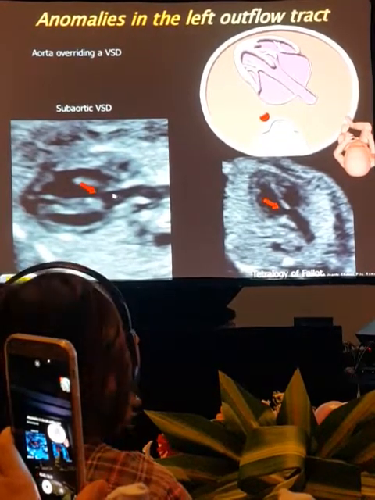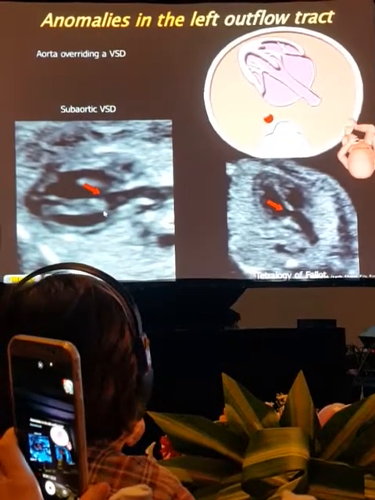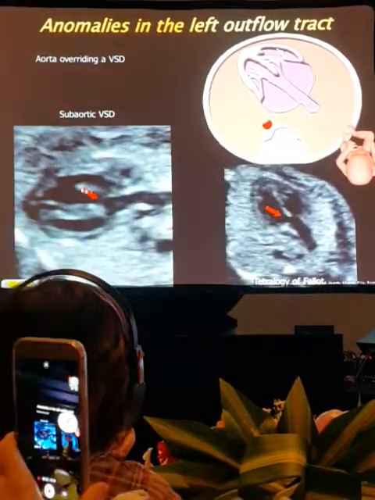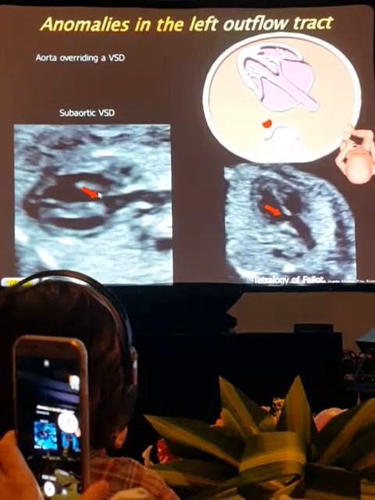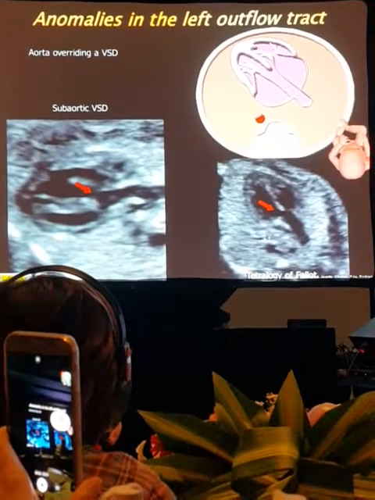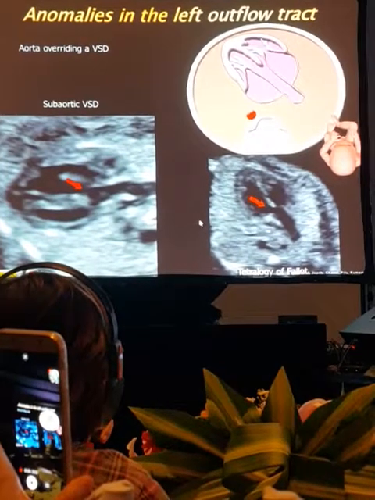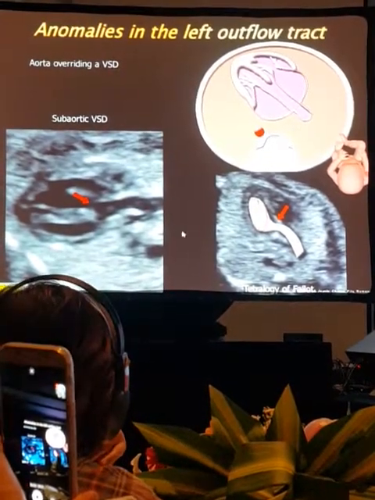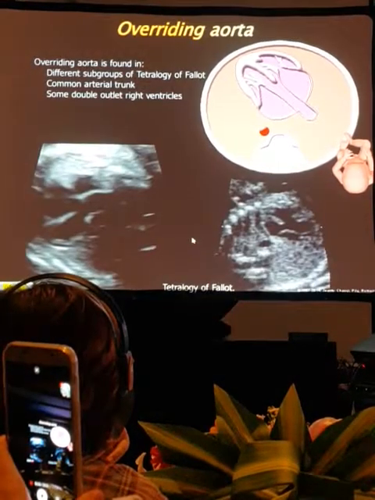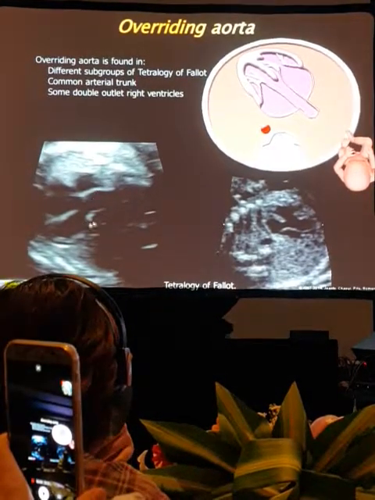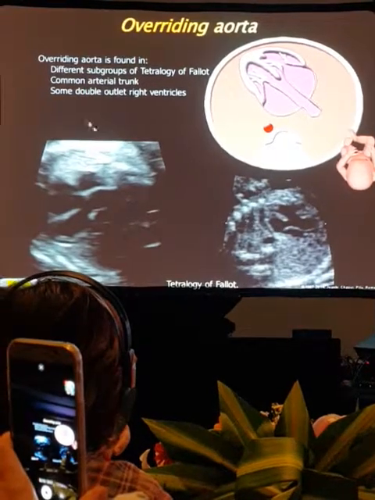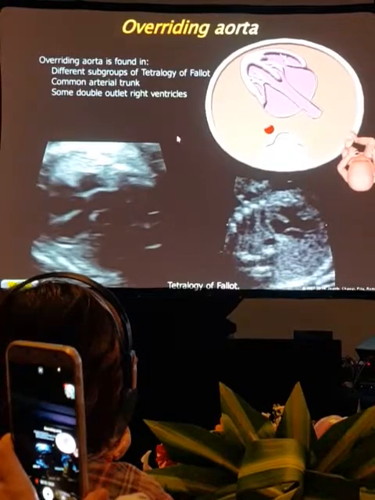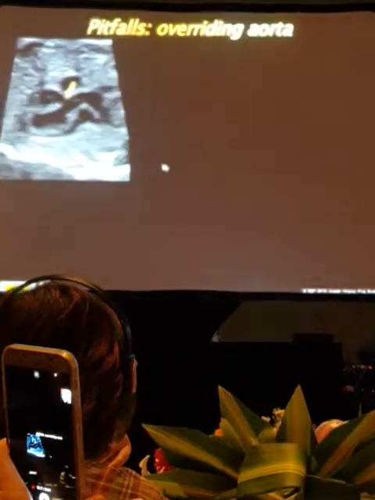So if you see the aorta, and the aorta has a foot on both ventricles, you see the leg of the ballerina is broken. This is an overriding aorta. This is a subaortic VSD. This is very typical of the tetralogy of Fallot. Okay, so easy to recognize. Break in the leg of the ballerina. Another example, overriding of the aorta, overriding of the aorta. Think about common arterial trunk, and some forms of double outlet right ventricle could also do that.